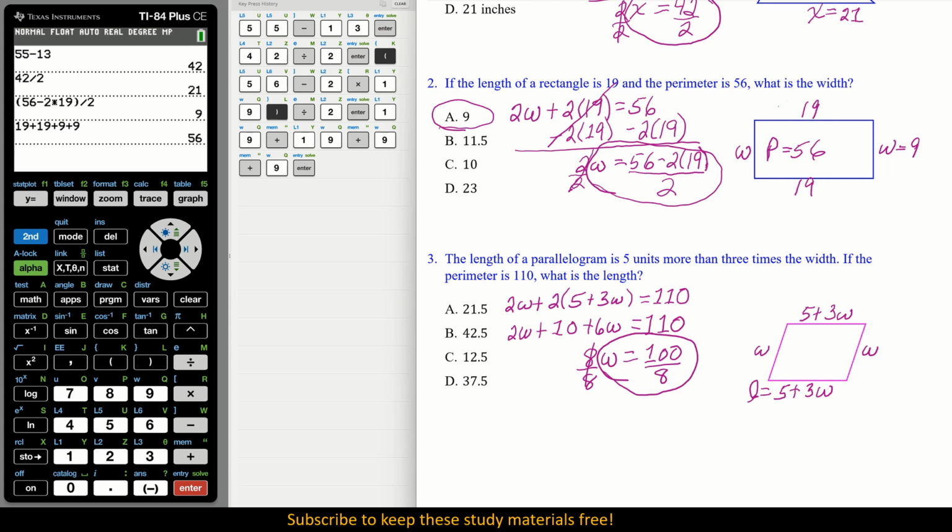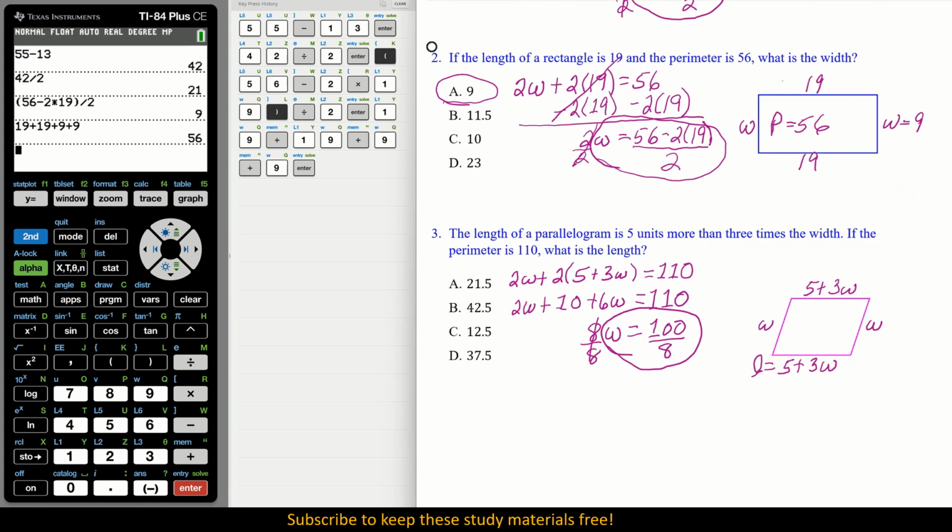However, I'm not going to put that in the calculator quite yet because it looks like we can just solve it by putting it in here because we had our length, right? So we know that L equals 5 plus 3 times 100 over the 8. We'll just put that whole thing in the calculator and we've got it.